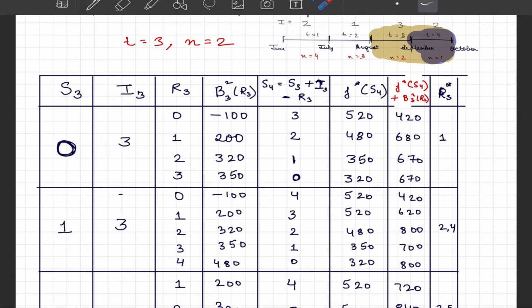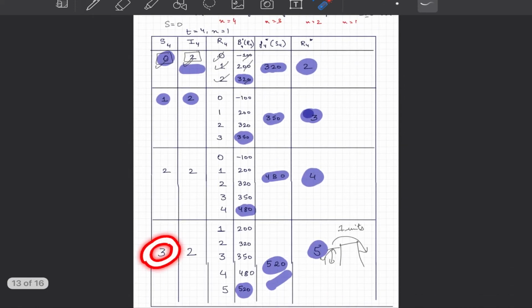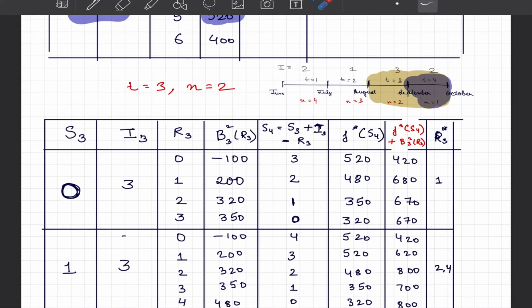So for example, 3 units of water was available to us between the month of August and September, and if we release 0 during that month, we are going to have the state at beginning of September, or storage, as 3. And we have already solved that when storage or state at beginning of September is 3, our optimal answer is 520. So what we will say here is that if S4 is 3, we already know our answer: 520.